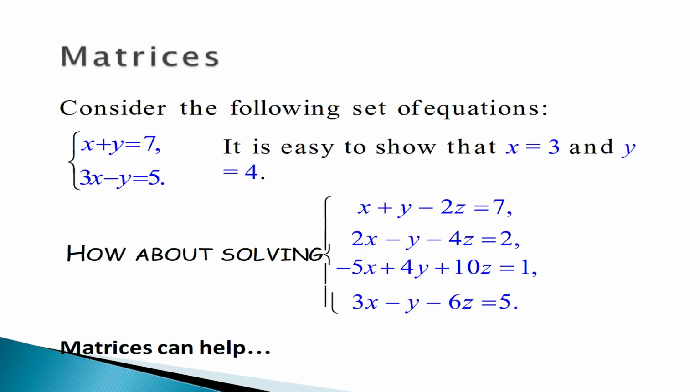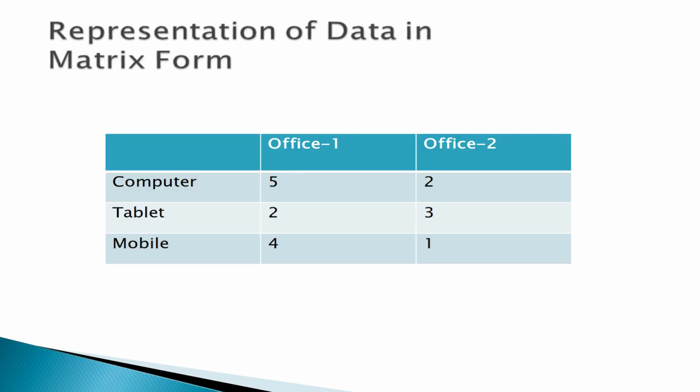But what about solving such equations as x plus y minus 2z is equal to 7, 2x minus y minus 4z is equal to 2? When such equations are given, they can be very tedious to solve by the elimination method. In that case, matrices can help to solve these equations easily.